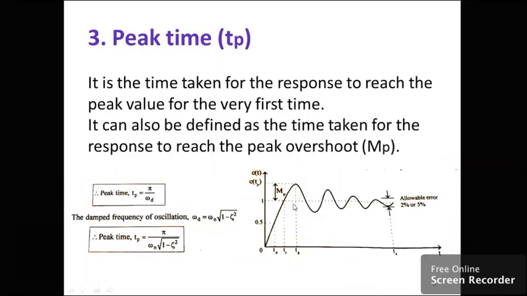Let me move on to the next parameter, that is peak time. How to calculate peak time? It is represented by the letter TP.